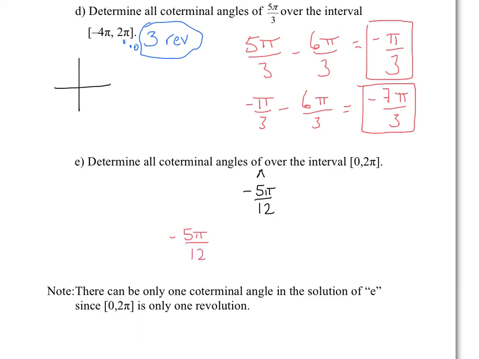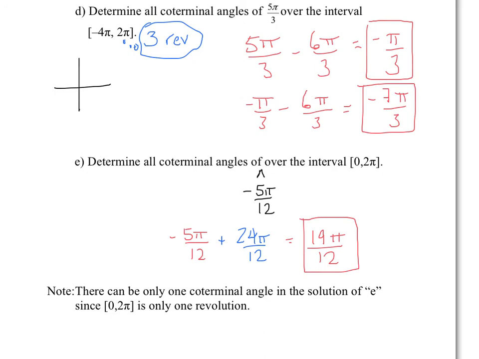And since this one is over 12, I'm going to add 24 pi over 12. Don't forget, you want to add 2 pi every time, right? And that's 2 pi. So I added 2 pi. So what I get is 19 pi over 12. And that would be, again, 19 pi over 12, if you did that fraction, would be 1 point something. 1 point something would fall between 0 and 2. And that would be your coterminal angle.